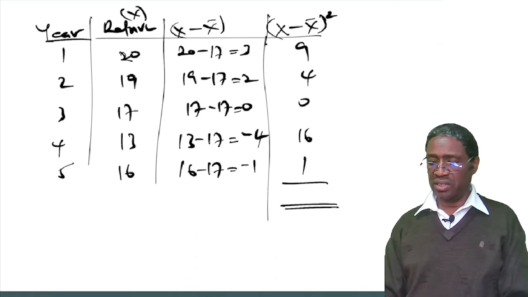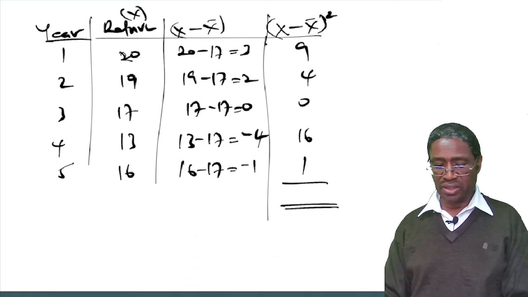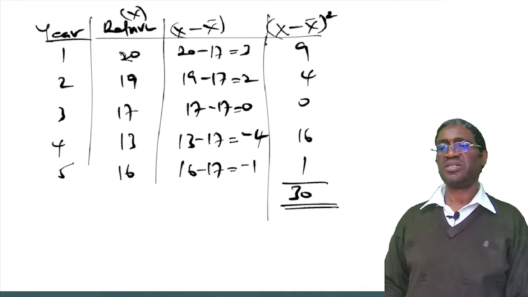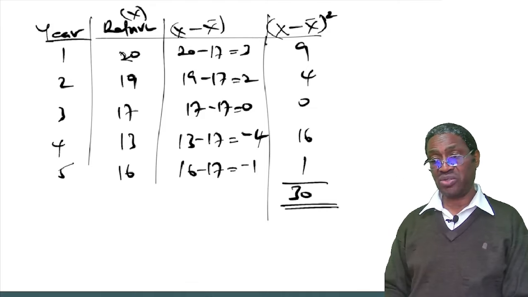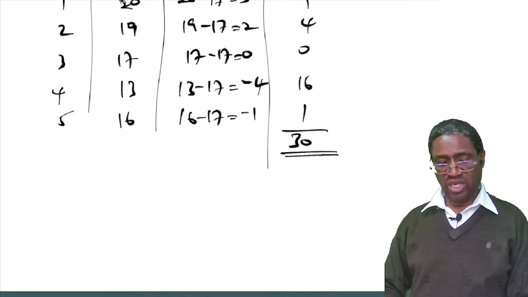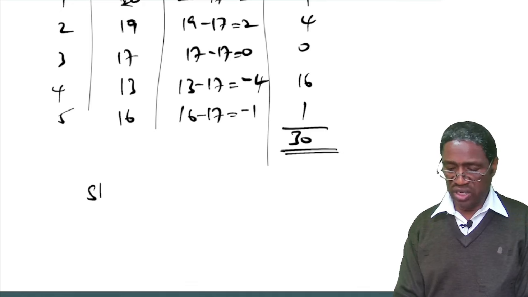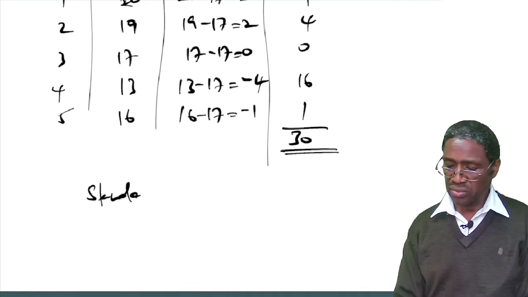So 9 plus 4 is 13. 13 plus 1, that is 14. 14 plus 16, that's 30. Good. That being the sum of the squared deviations. Now we get the variance or the standard deviation. So we get the standard deviation.